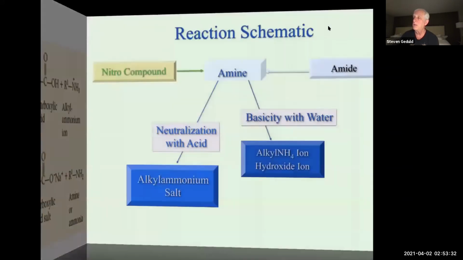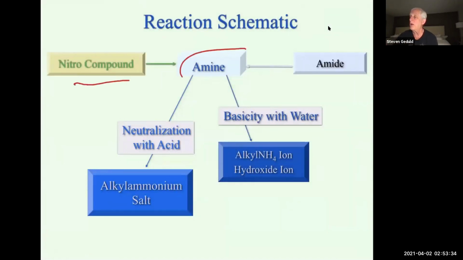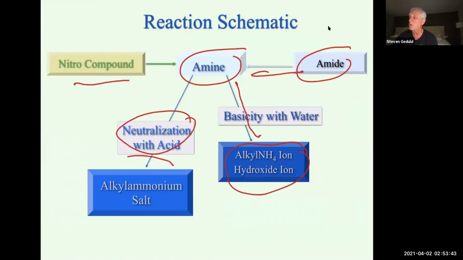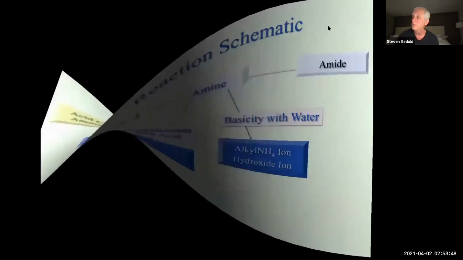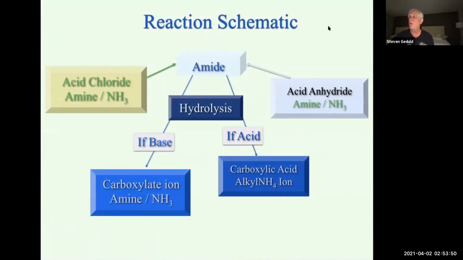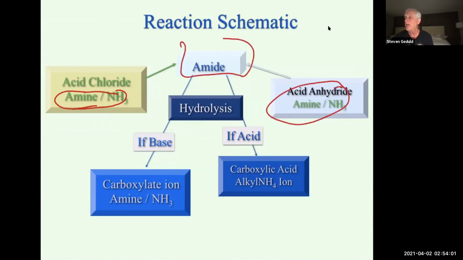Okay. So we have nitro compounds go to amines. Amides can go to amines, and amines can show basicity with water, going to the alkyl ammonium hydroxide, and neutralization with acid goes to the alkyl ammonium salt. Amides are formed by the acid chloride and the amine. It takes two of these amine molar equivalents to react. And they're also formed by acid anhydrides. Okay, there's two ways to form amides: the acid chloride and the acid anhydride.